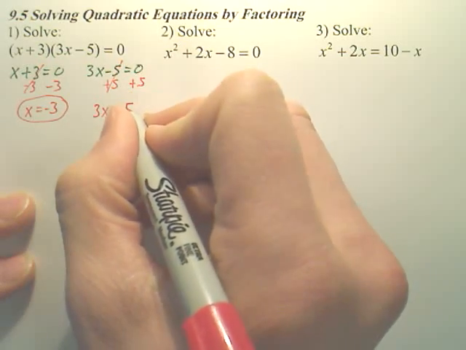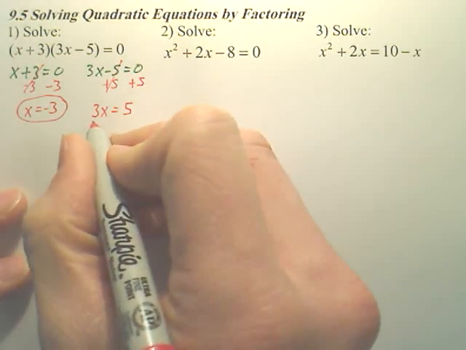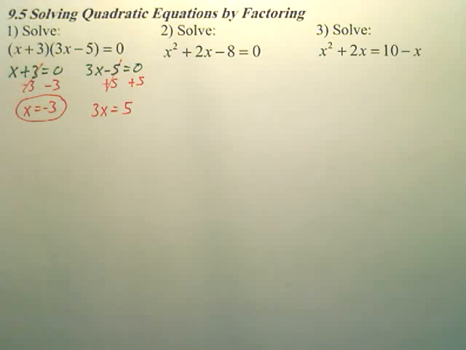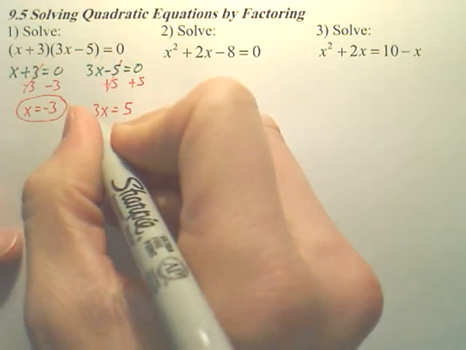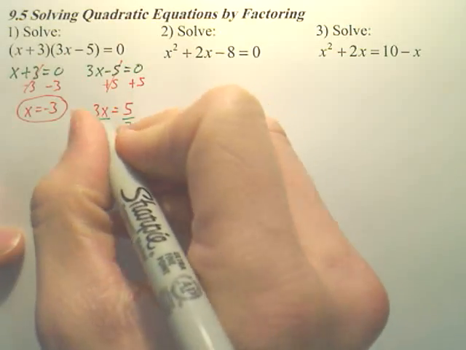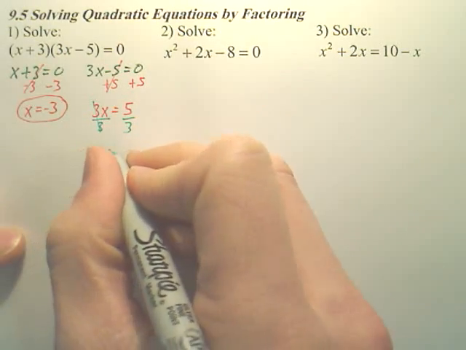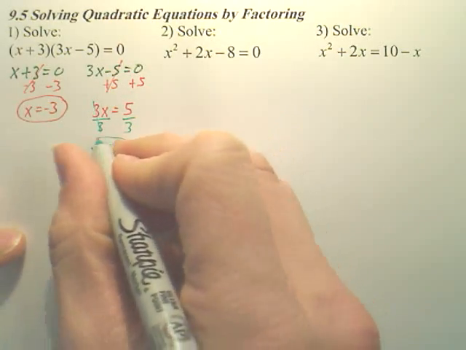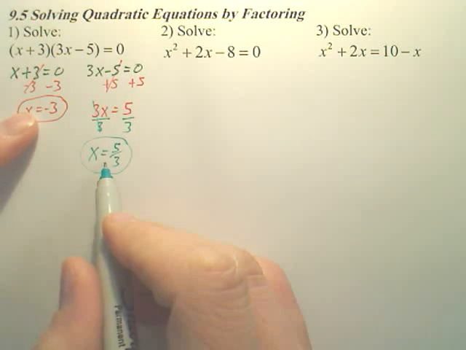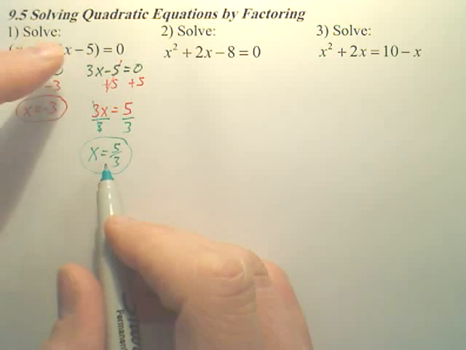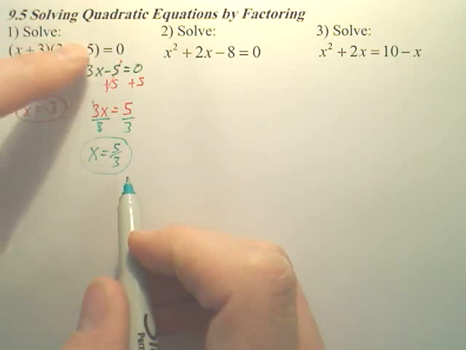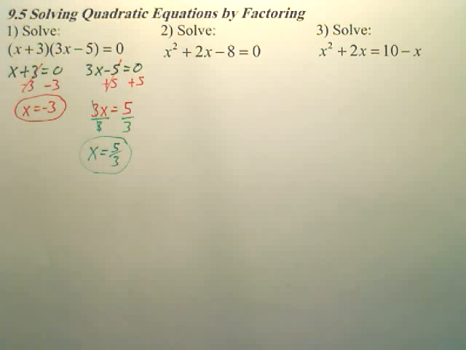So we added the 5 over, and then we are going to divide by 3. And so x equals 5 over 3. If you were to plug these two answers into both of those, you get 0. You plug this into both of those, you get an answer of 0. Again, this is already in factored form.